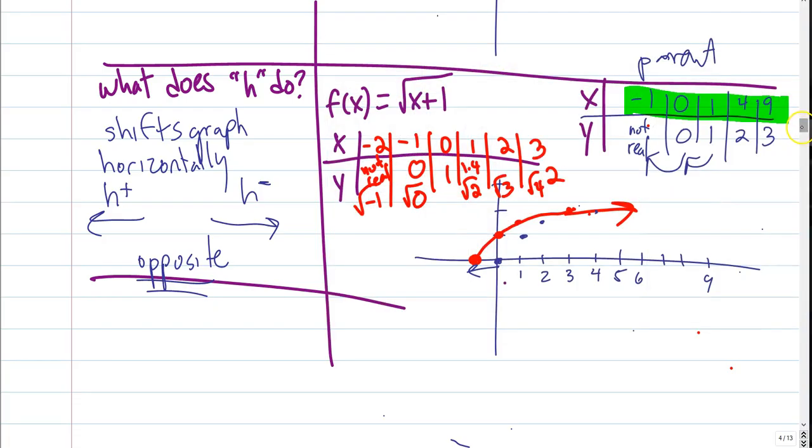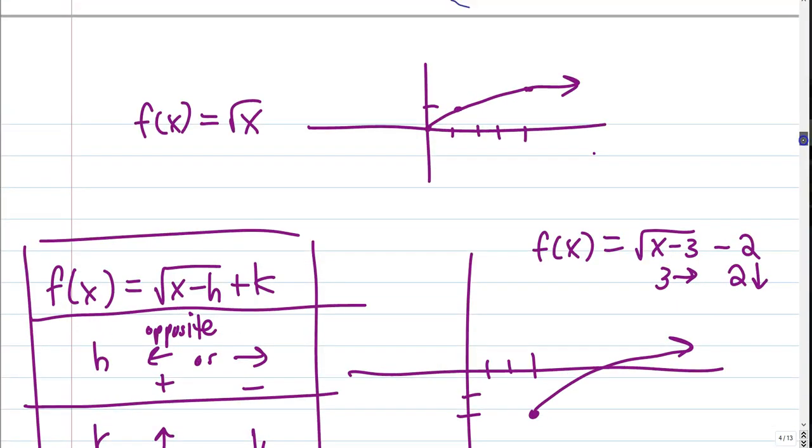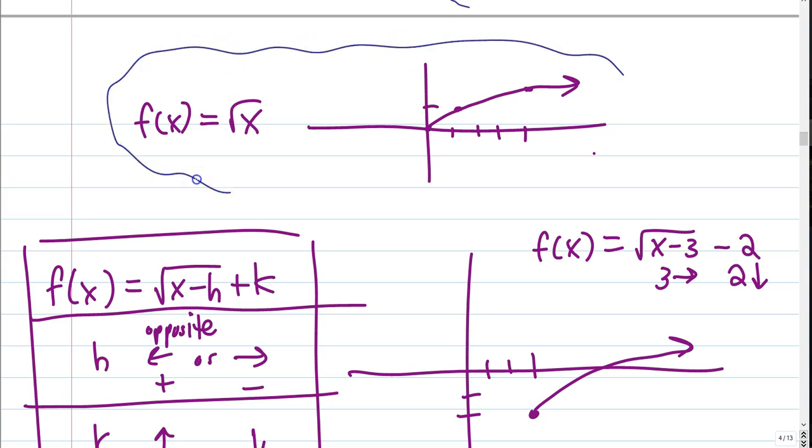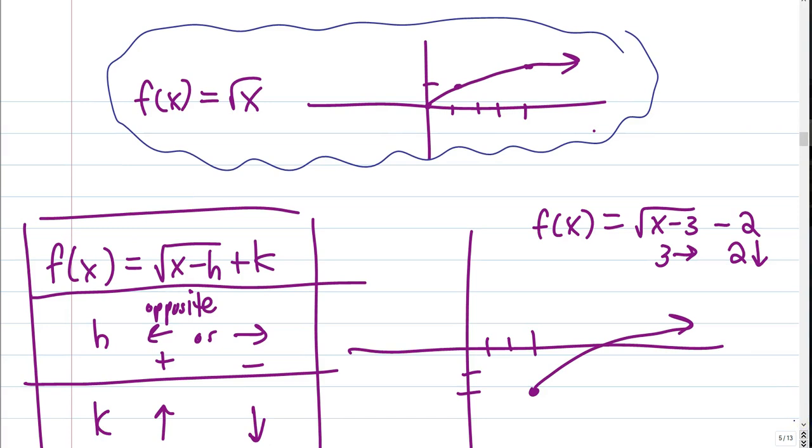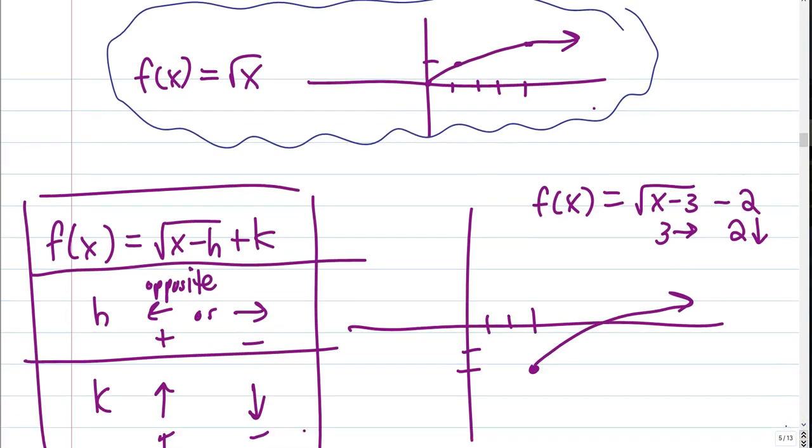Worst case scenario, plot some points. We're almost done with this section. Last but not least, okay? So this is the parent graph for the square root of x. What do we do? We shift it to get a new graph.